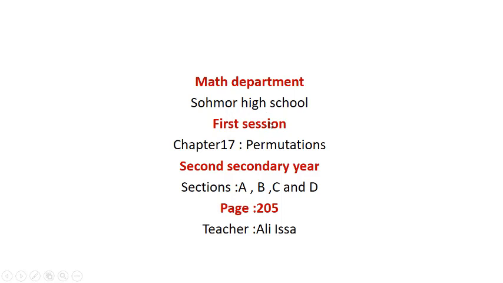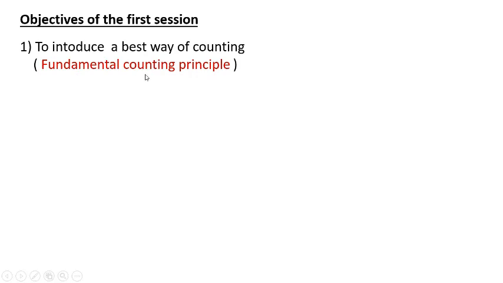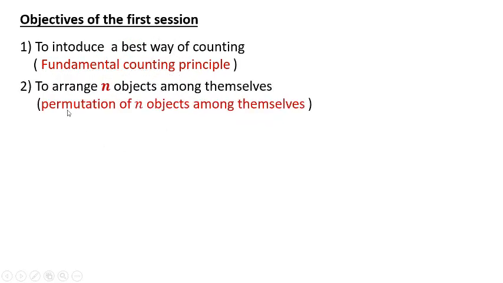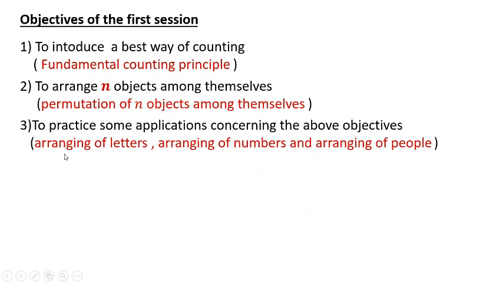It is the first session of Chapter 17, Permutations, for the second secondary classes. Objectives of the first session are: 1. To introduce a best way of counting. 2. To arrange n objects among themselves. 3. To practice some applications concerning these objectives.